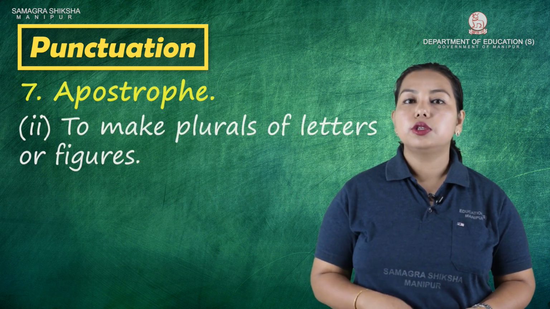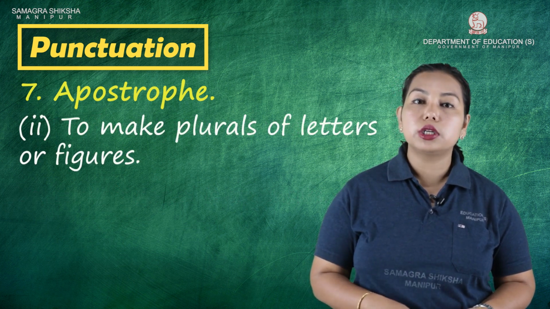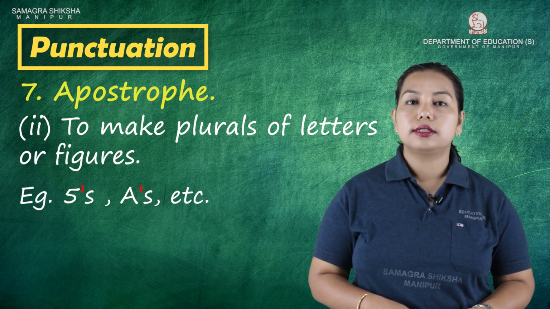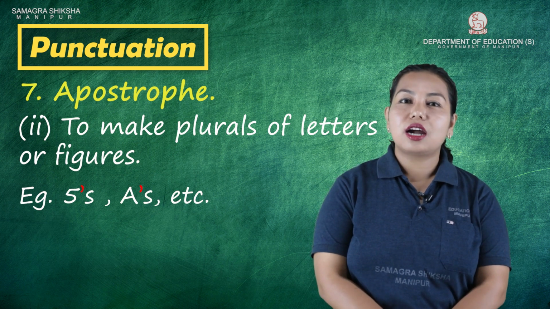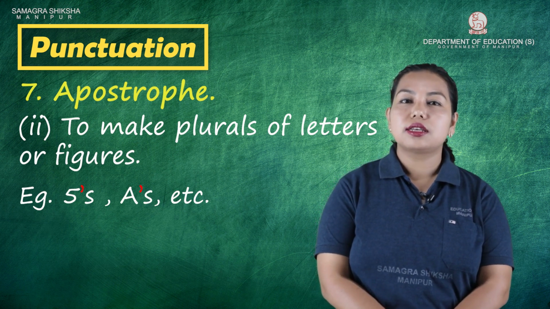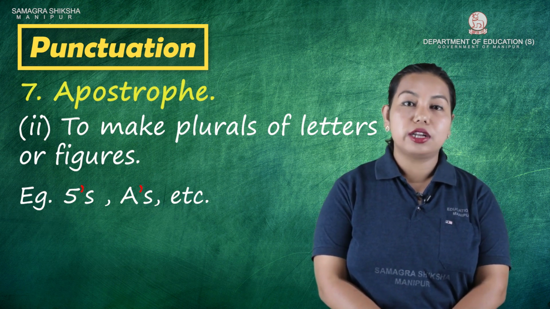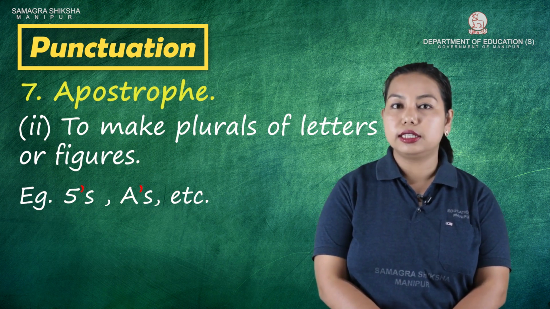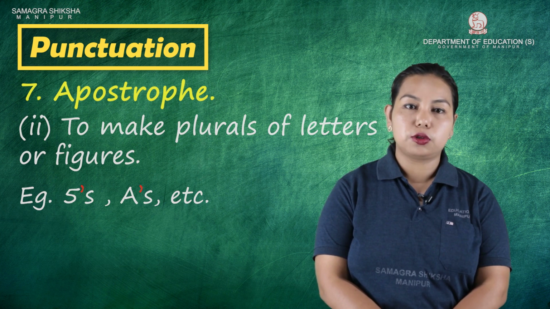Then the second use of apostrophe is to make plurals of letters or figures, as in 5's, A's. For example, when we were kids, our teacher used to ask us to circle the 5's or the A's. So in order to form the plurals of these figures or letters, we can use the apostrophe.